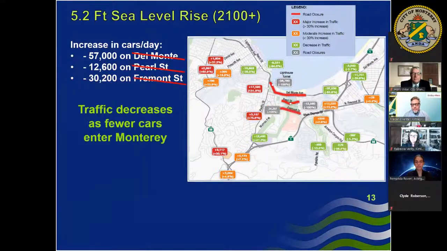Next slide, please. So with 5.2 feet of sea level rise, we lose the three main arterials into the city. This has such a detrimental impact on commute between Highway 1 and downtown and Cannery Row and Pacific Grove that the model cannot find a way for people to actually commute between those destinations. And the model tells us there's a reduction in traffic. So this results in an economic impact where people cannot get to their jobs anymore, people cannot get to the hotels, people cannot go to work. So a serious concern for the long-term future conditions. Next slide, please.